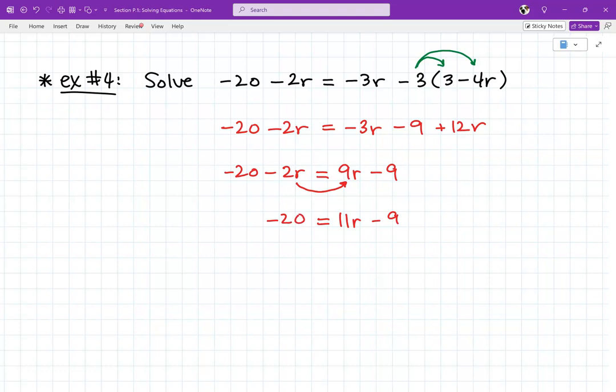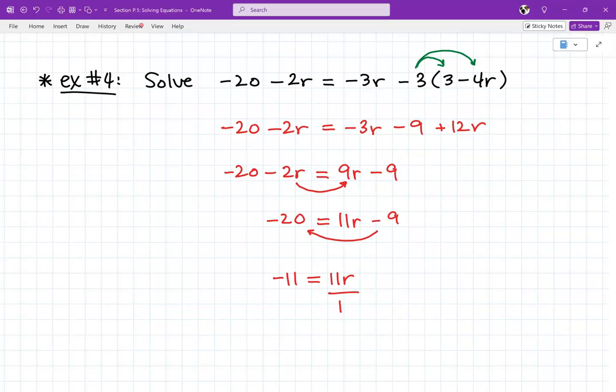This is still negative 20 on the left side. Let's get this negative 9 over to the left-hand side. So I'm going to move it to the left. I'm going to switch the side, so I've got to switch the sign. So negative 9 becomes positive 9. Negative 20 plus 9 is negative 11 equals 11r. Last step, divide, then you're done.